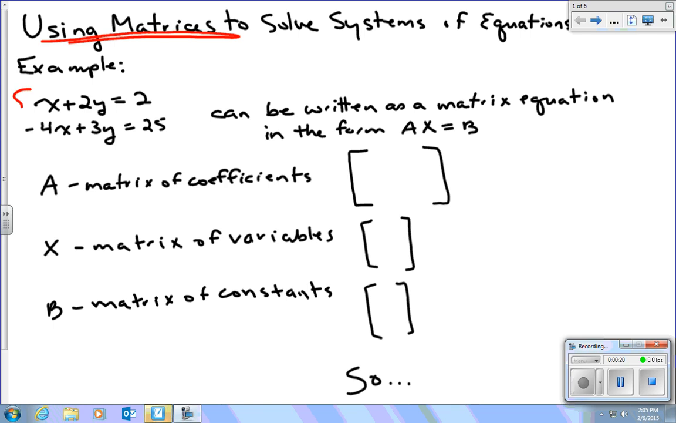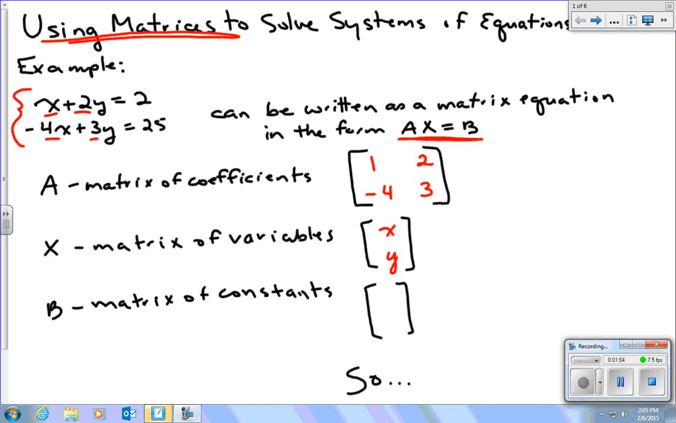We have here a 2 by 2 system of equations, x plus 2y equals 2, and negative 4x plus 3y equals 25. And we want to take the system of equations and write it in the form of a matrix equation, AX equals B, where A is the matrix of coefficients, and we just pick off the coefficients of the variables in the equations and write them in the form of a matrix. So we'll have 1, 2, negative 4, and 3 as the elements of matrix A. Matrix X is our matrix of variables, so we put them in the same order that we see them here, so it'll be X, Y.